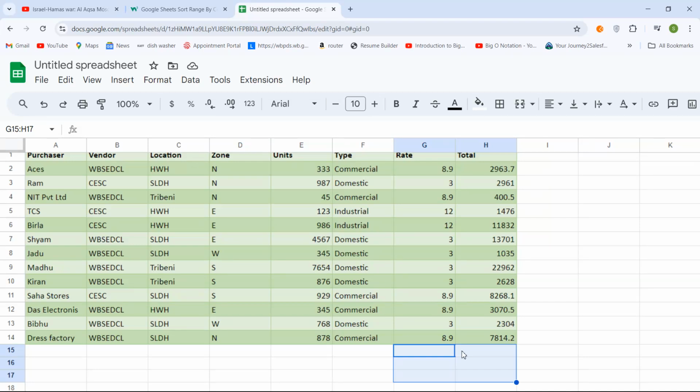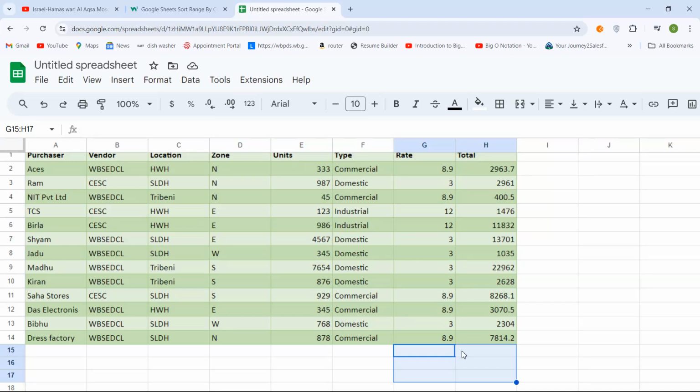So here in front of me, there is a data set where there are some units and there are rates. So total would be something like product of unit into rate. So that will be yielding total. How can we do that? We'll be going on and moving on with this particular set of data one by one.